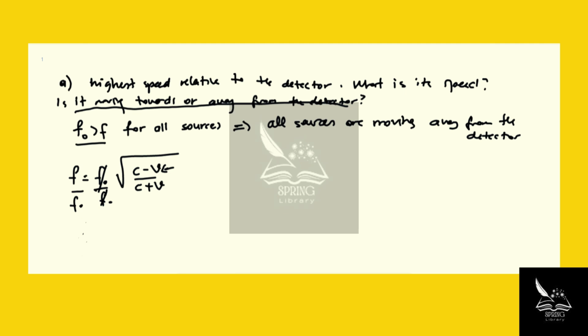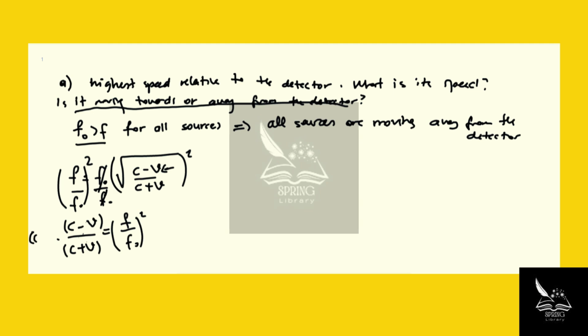So then I need to get rid of the square root, so I'm going to take the square of both sides. Then on the left-hand side, let's switch sides. C minus V over C plus V is going to be equal to (F over F naught) squared. Now let's multiply both sides by C plus V. These are going to cancel out. Then C minus V is going to be equal to (C plus V) times (F over F naught) squared.